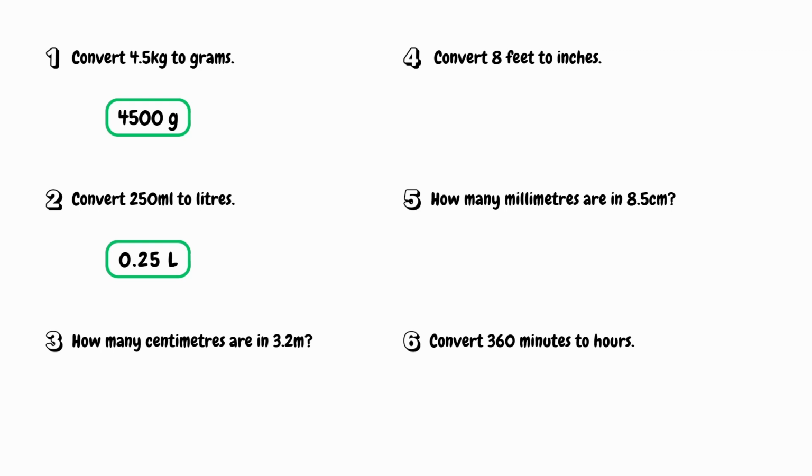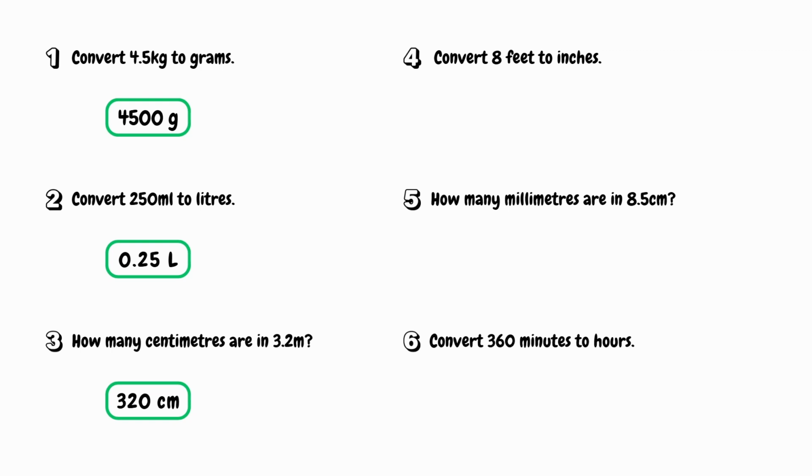For question 3, we need to figure out how many centimetres there are in 3.2 metres. Again, our unit conversion here is that 1 metre is equal to 100 centimetres. We're converting from metres to centimetres, moving from left to right, so that means we're multiplying by 100. To figure out how many centimetres there are in 3.2 metres, we take that 3.2 and multiply it by 100. And that gives us 320 centimetres.